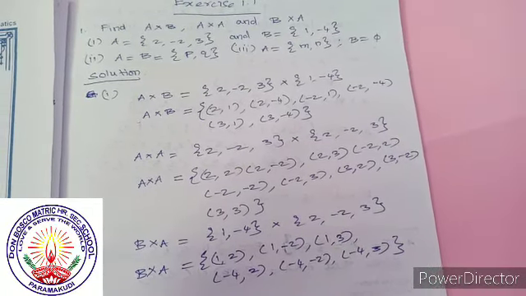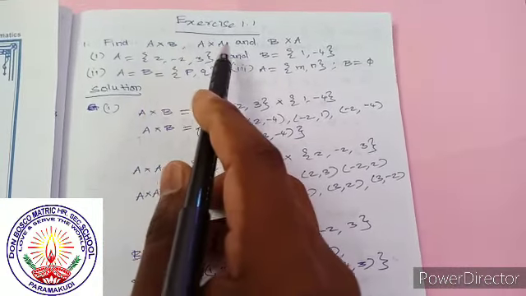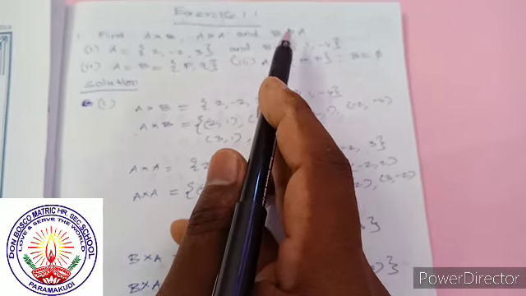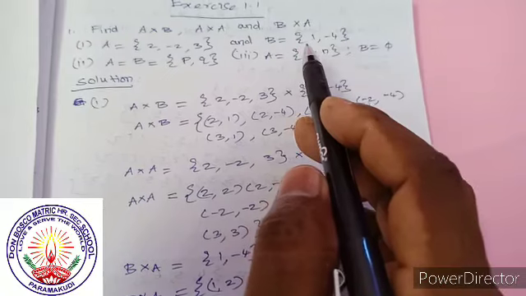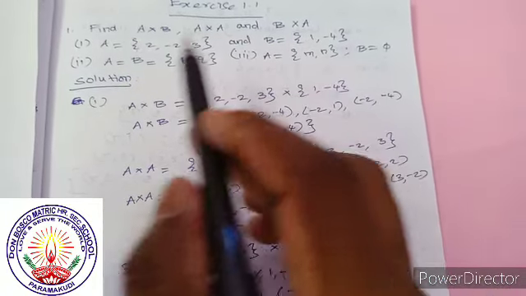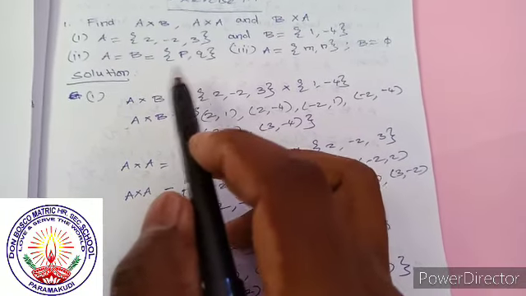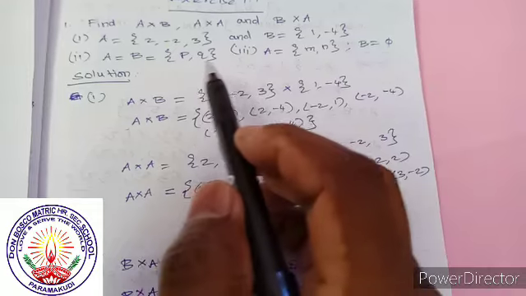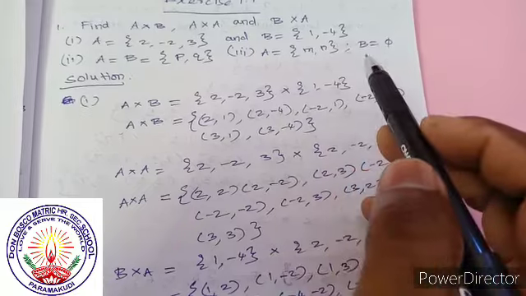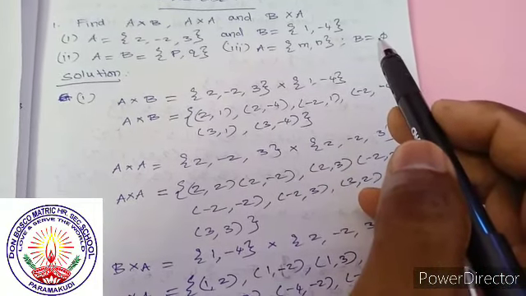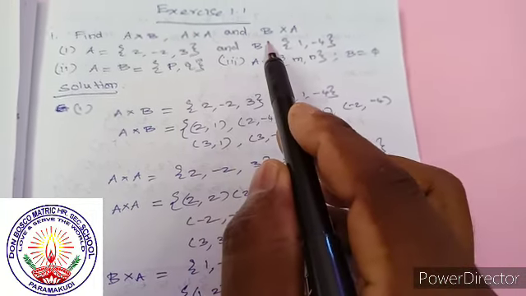The first question is question number 1. The question is find A cross B, A cross A and B cross A, where A is equal to {2, -2, 3} and B is equal to {1, -4}. Question number 2, A is equal to B is equal to {P, Q}. Both sets are same, {P, Q}. Question number 3, A is equal to {M, N}, B is equal to empty set. Our question is to find A cross B, A cross A, B cross A.